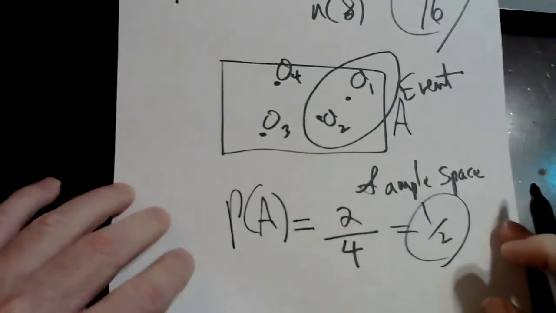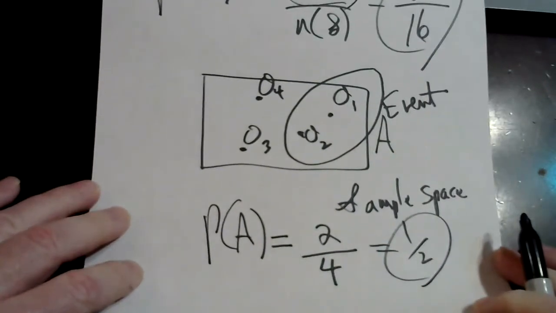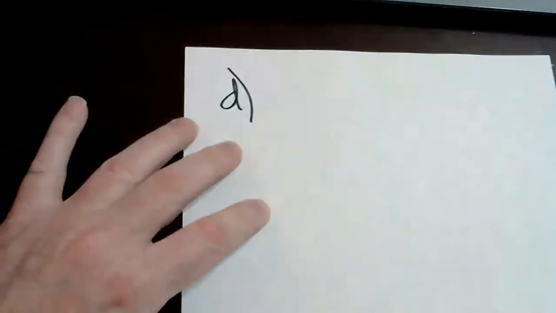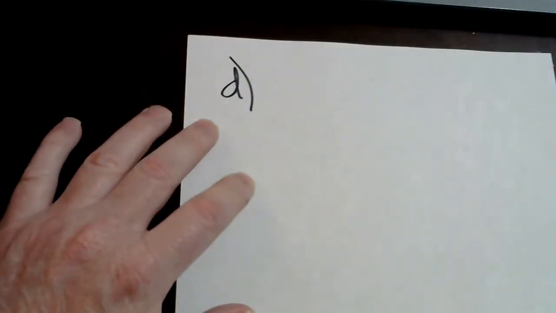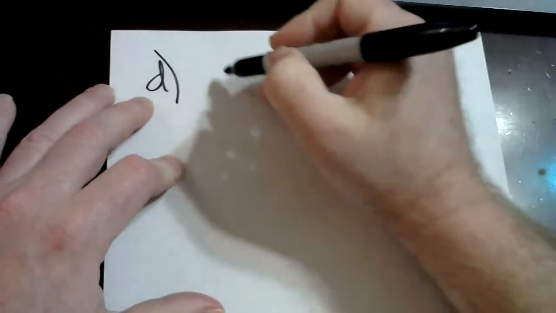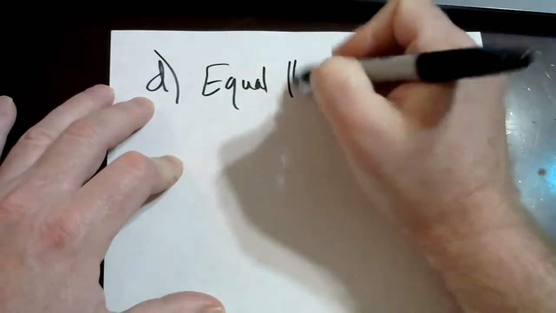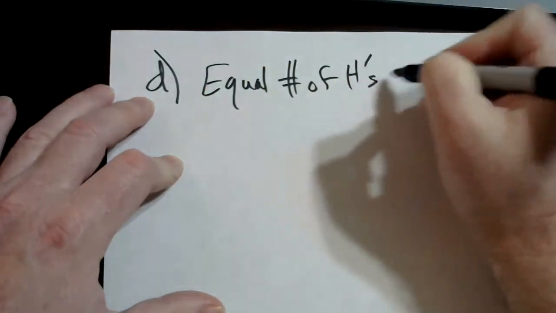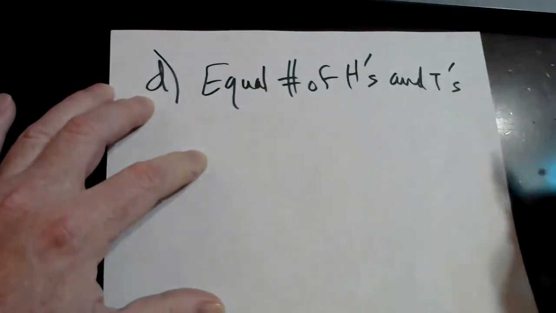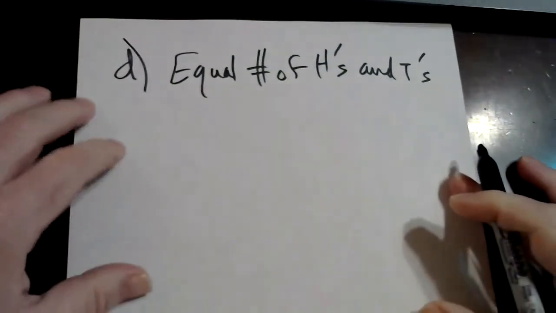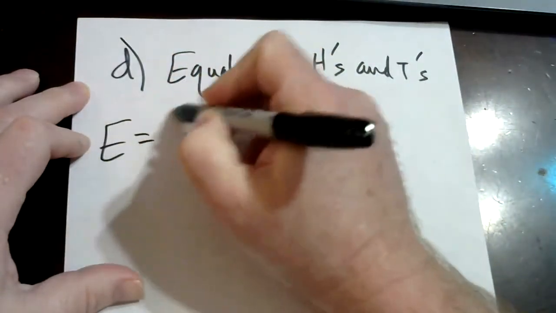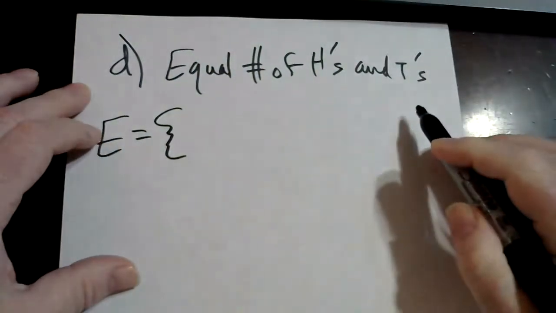So that's just a kind of a quick review of some probability theory. But that was part C. Let's do part D of that same problem. It's a good problem. What is the probability that there are an equal number of heads and tails? All right. So I guess it would be a good idea to list the event corresponding to that first, list all the possible outcomes that would satisfy that.